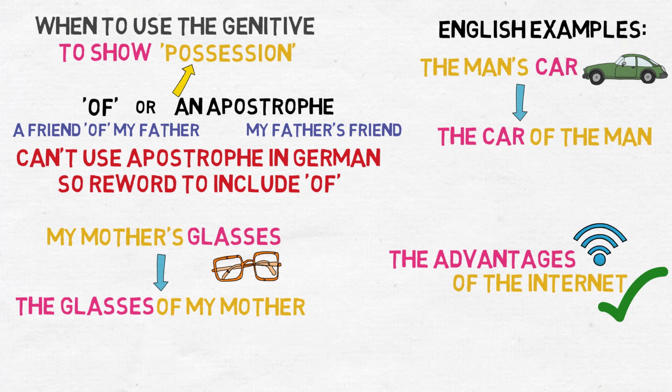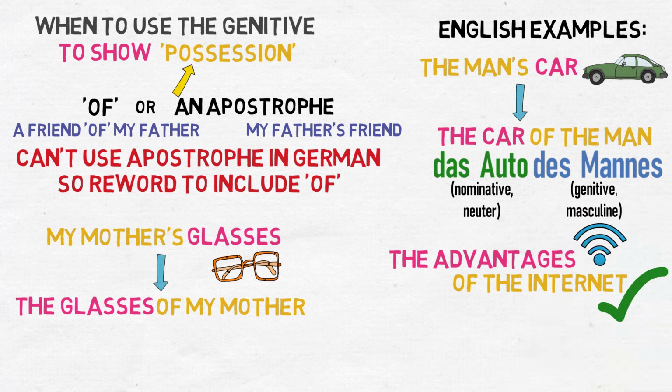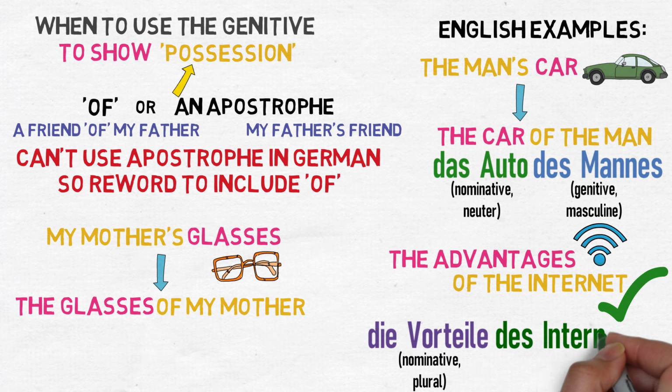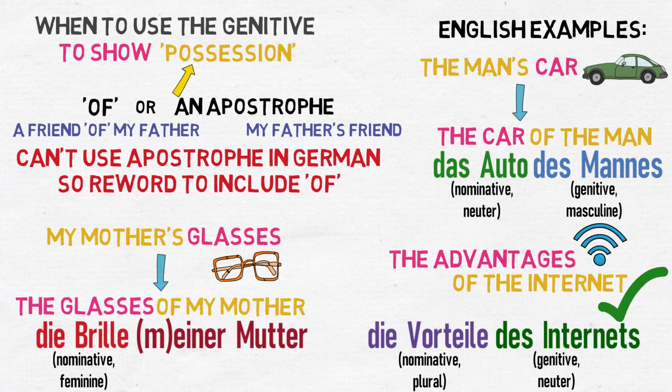In German, these phrases would be das Auto, nominative neuter, des Mannes, genitive masculine. Die Vorteile, nominative plural, des Internets, genitive neuter. Die Brille, nominative feminine, meiner Mutter, genitive feminine.